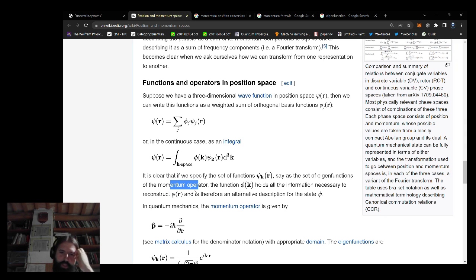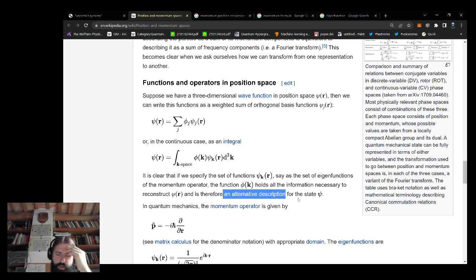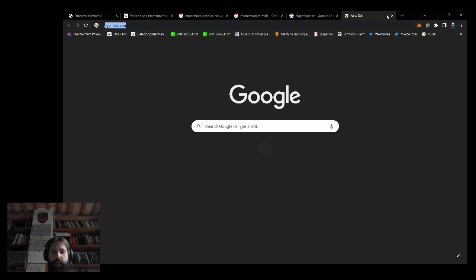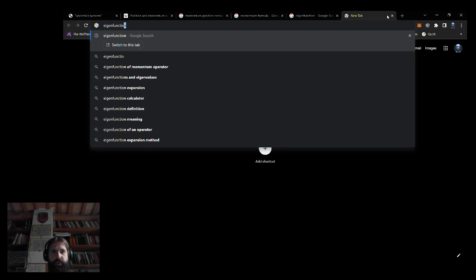So in essence, what you're saying is, it's an alternative description of the state psi. In quantum mechanics, the momentum operator is given by these. So you have this momentum operator, and these are the eigenfunctions. So essentially, what you're doing is calculating the eigenfunctions. However, why would you do that? Eigenfunctions of the momentum operator. That's something interesting to look at. Functions of momentum.